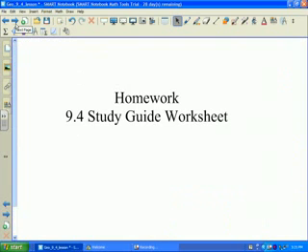Your homework will include the 9.4 study guide worksheet, all dealing with the 45-45-90 degree triangles. They'll give you a side measurement, and you'll have to find the other side measurements using any one of these 4 examples that I showed you. Use those 4 steps. And good luck to you.